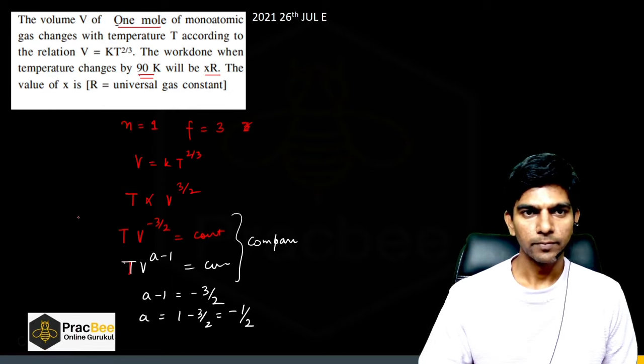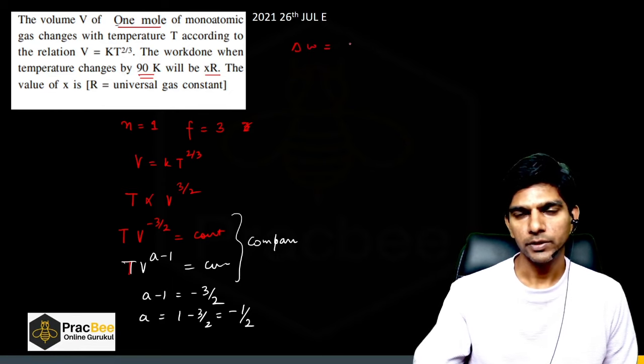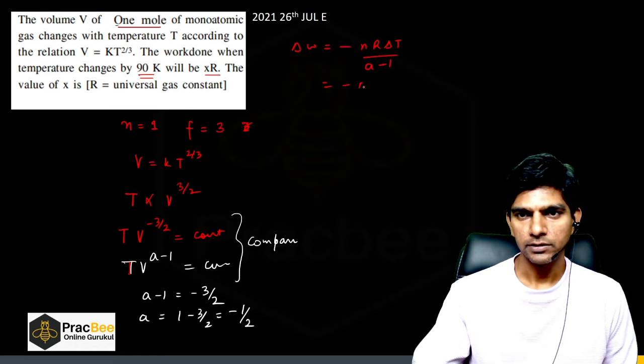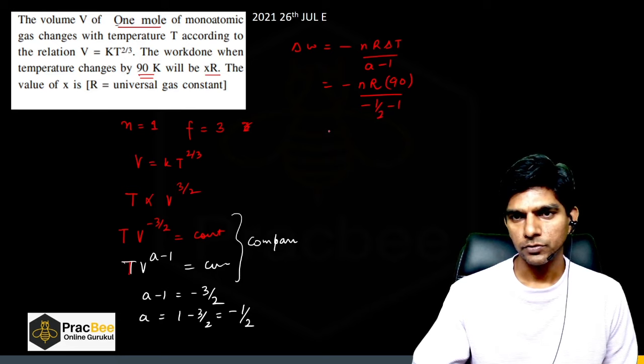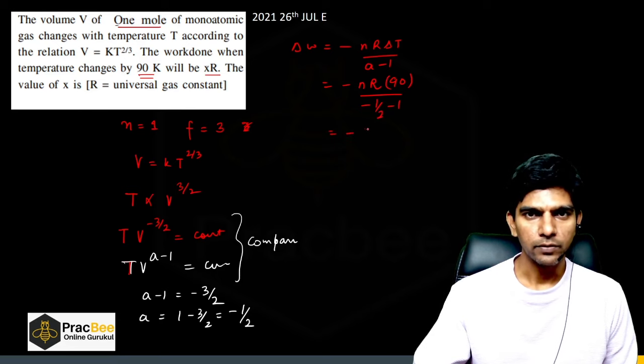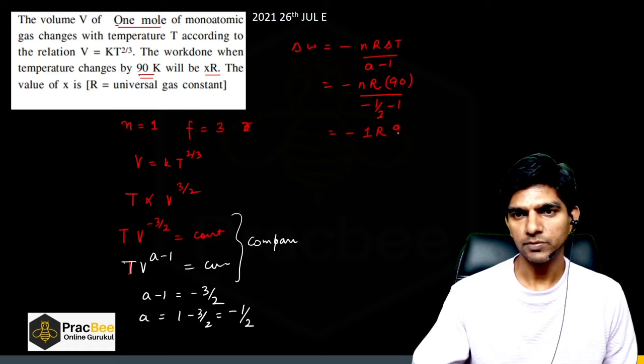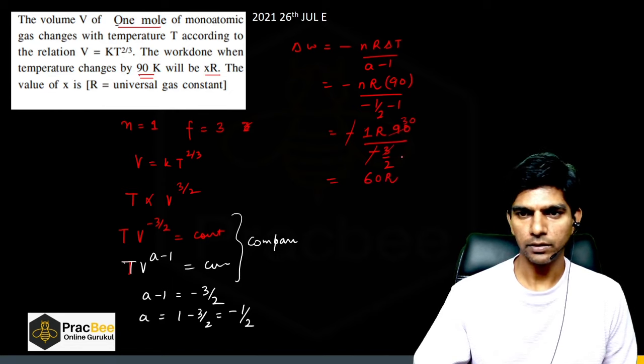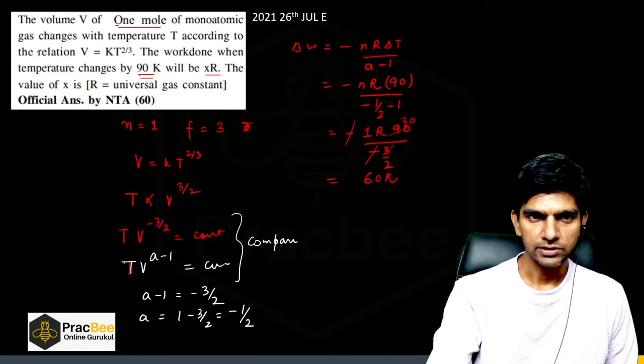And we have to find the work done. So work done will be minus nR delta T divided by A minus 1. Here delta T is given as 90 Kelvin, A is given as minus 1 by 2, and n value is given as 1. So minus 1 times R times 90 divided by minus 3 by 2. So this negative will get cancelled out, and this 3 will give us 30 in the numerator. So it is 60 R. So we can say the X value will be 60.